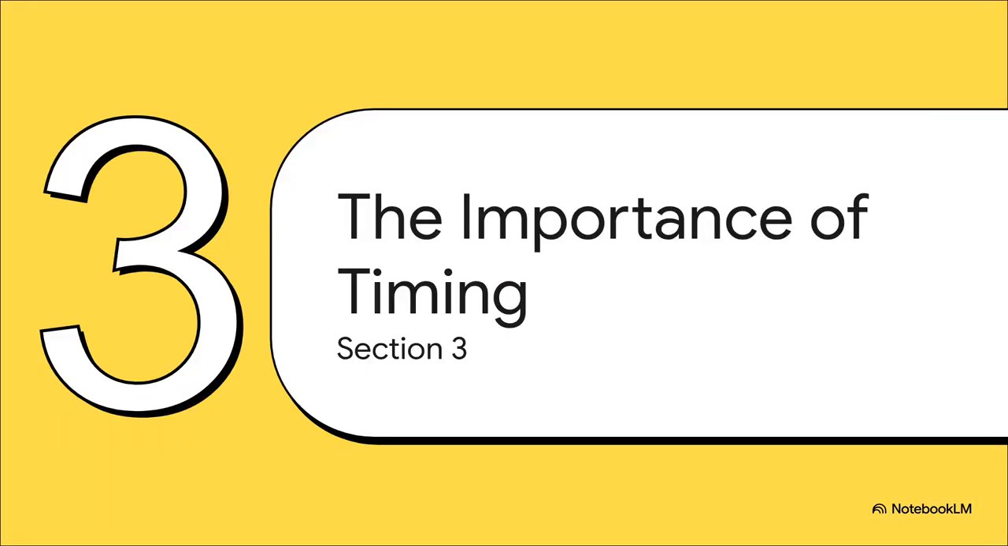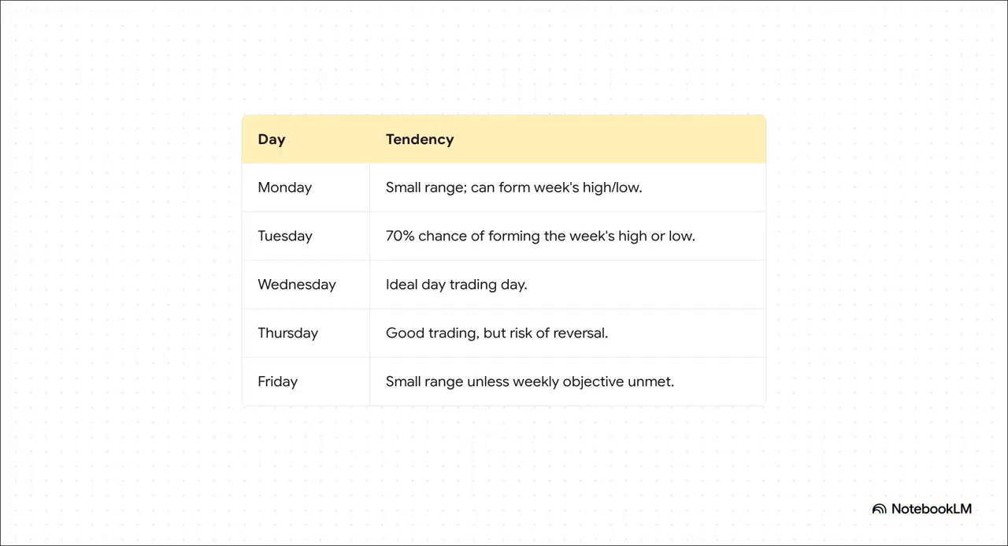All right, now let's talk about pillars 3 and 4. These two are all about timing. And let me tell you, in this model, when you pull the trigger is every bit as important as what you're trading. You see, every day of the week kind of has its own personality. Mondays, they're often quiet, maybe setting up the move for later. But Tuesdays are huge. There's a 70% chance that the high or low for the entire week gets put in on a Tuesday. Think about that.